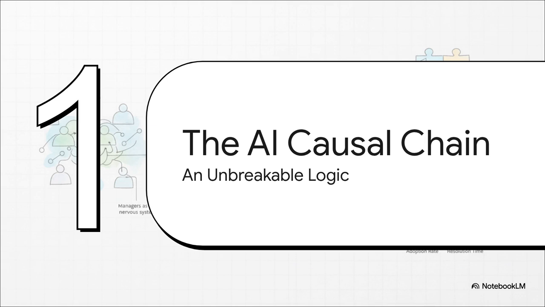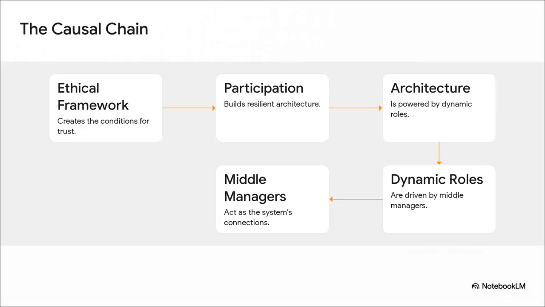The AI causal chain. This is the core logic we're going to unpack today. You can think of it as the engine that's going to drive your AI adoption. And you've got to understand, this five-step sequence is non-negotiable. It's not a buffet where you can pick and choose what you like. Every single link depends entirely on the one before it.